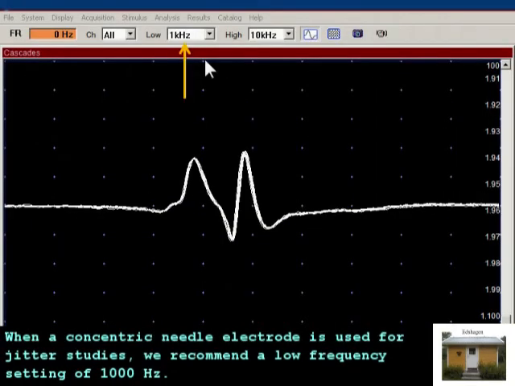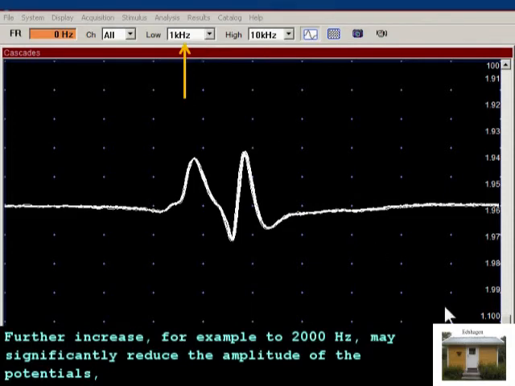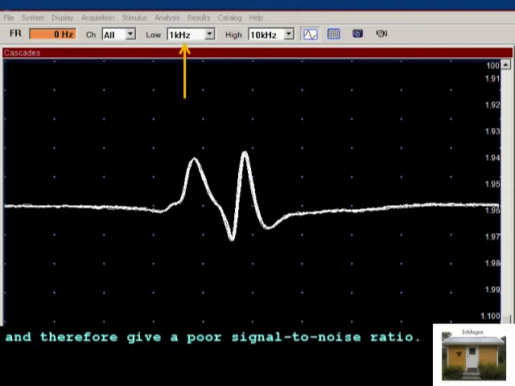When a concentric needle electrode is used for jitter studies, we recommend a low frequency setting of 1000 Hz. This should increase the selectivity of the electrode. Further increase, for example, to 2000 Hz may significantly reduce the amplitude of the potentials and therefore give a poor signal-to-noise ratio.